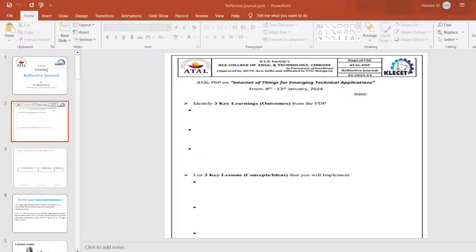Right now the time is 12:55. You are supposed to complete this activity by 1:10, so you will get 15 minutes. Within 15 minutes you have to complete this activity. Write your name, college name, put your signature, and don't repeat it because it is an individual activity to be performed. You cannot copy from your friends.